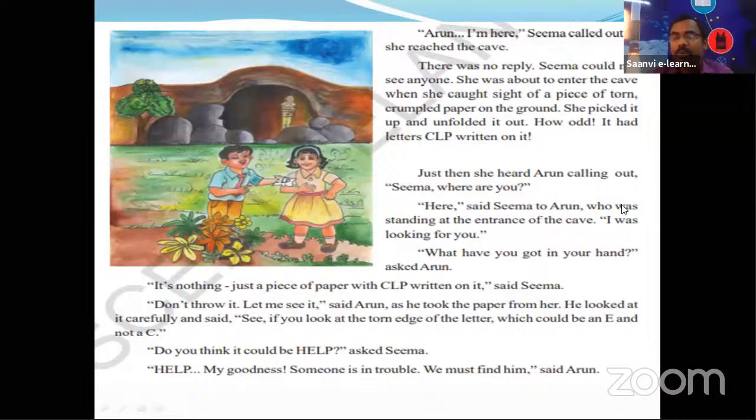As he took the paper from her, he looked at it carefully and said, "See, if you look at the torn edge of the letter, it could be an E and not a C." Already I told you the paper was a little torn. That's why the actual letter written there was E, but it looked like a C because the paper was torn and crumpled.